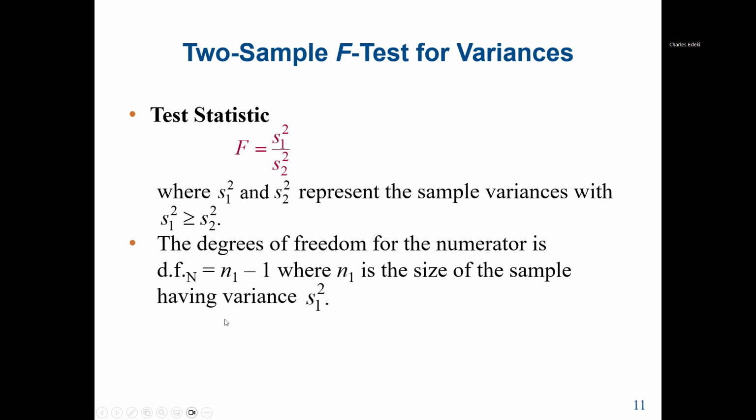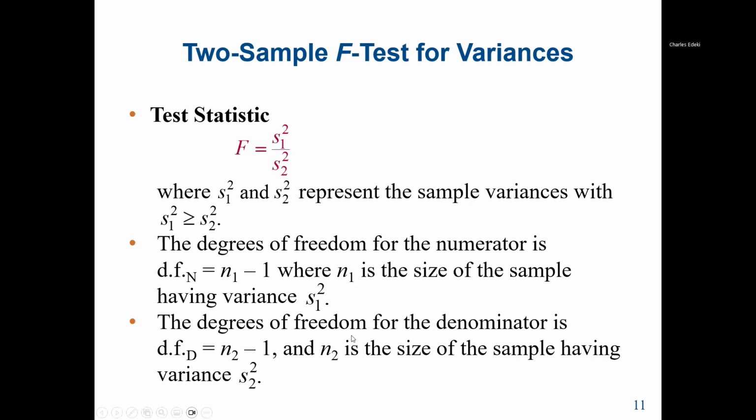Now, the degree of freedom for the numerator is DFN, which we find with the formula N1 minus 1. N1 is the size of the sample having the variance S1 squared. Then the degree of freedom for the denominator is DFD equal to N2 minus 1. Also, N2 is the size of the sample having the variance S2 squared.